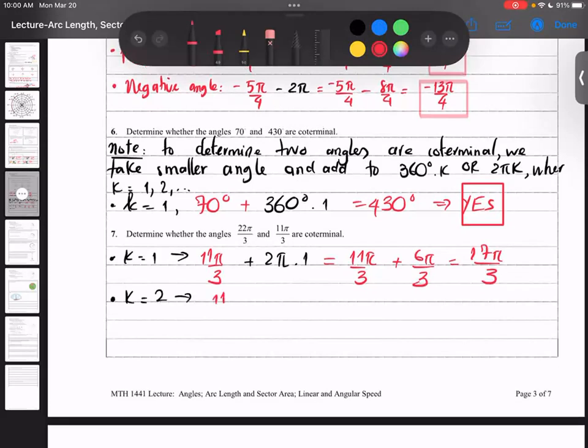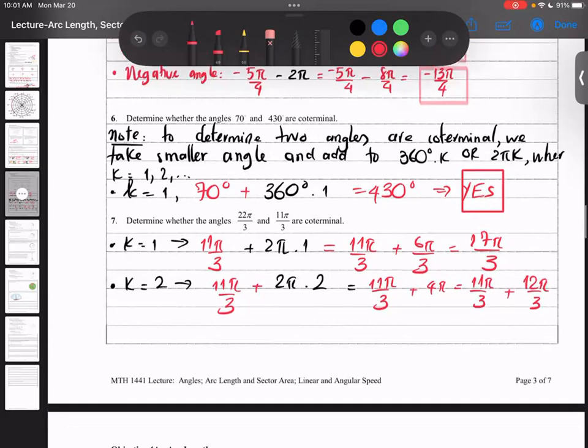So 11 pi/3 plus 2 pi times 2 now. K is 2 now. 11 pi/3 plus 4 pi. 4 pi is the same thing as 12 pi/3. You end up with 23 pi/3. You go over it, so you go past it and you stop. What do you conclude? Not coterminal, right? They're not equal.